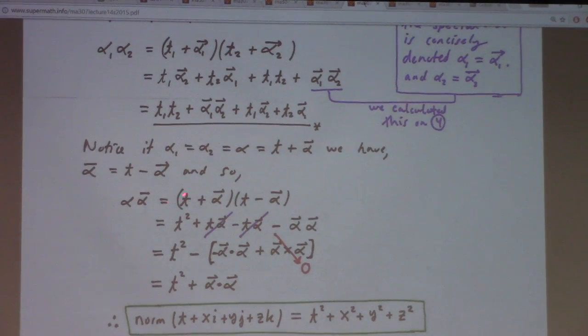Sorry, I digress. So the product of a quaternion. No, see, now I have to explain myself.